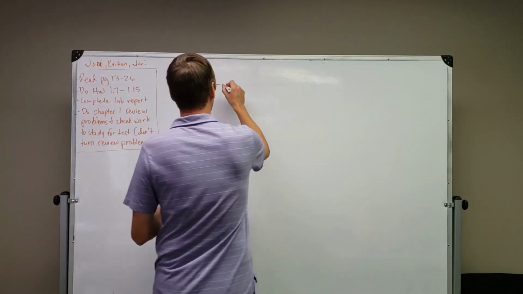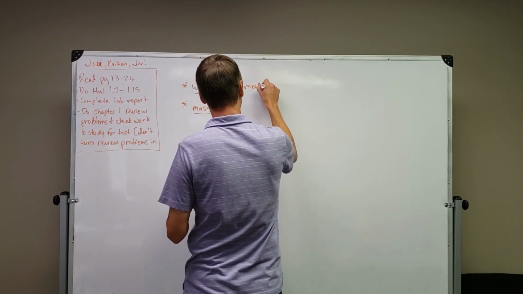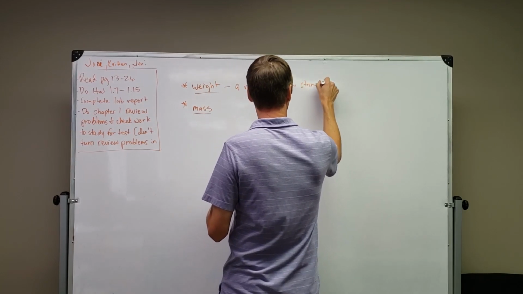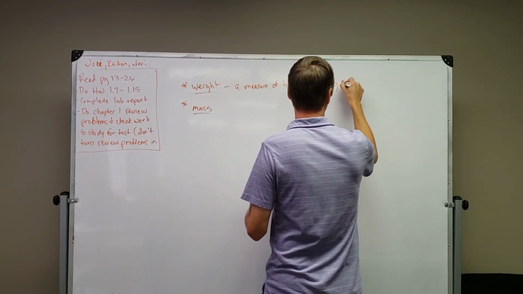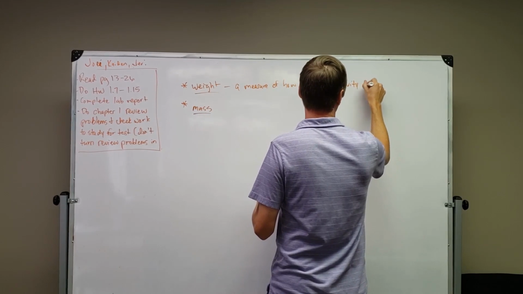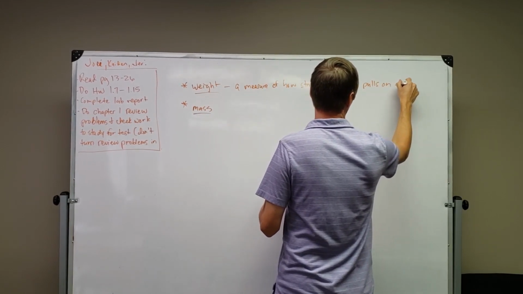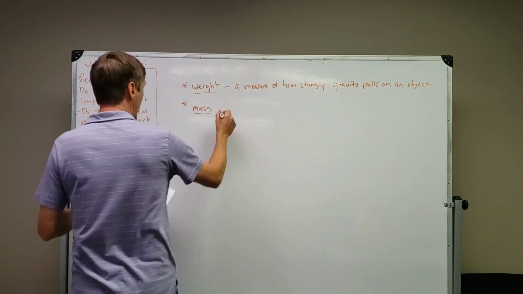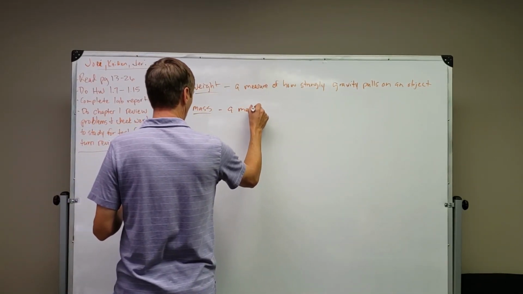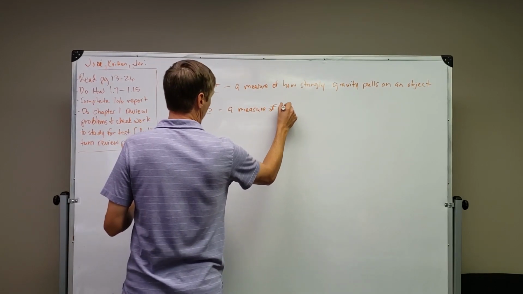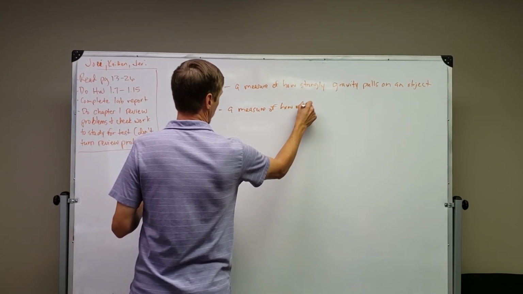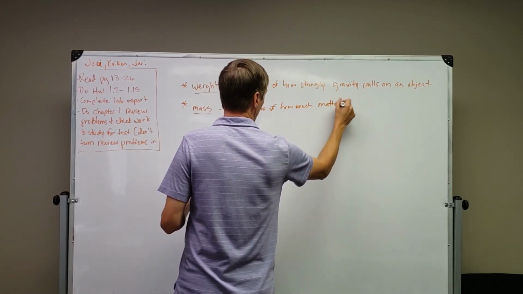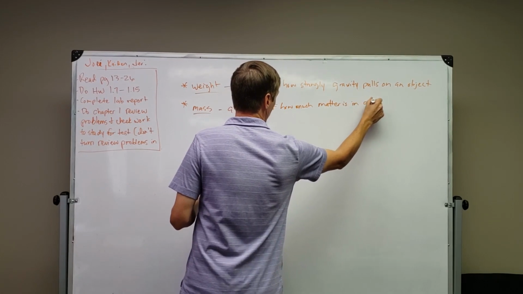So weight is a measure of how strongly gravity pulls on an object. All right? That's weight. Mass is a measure of how much matter is in an object.